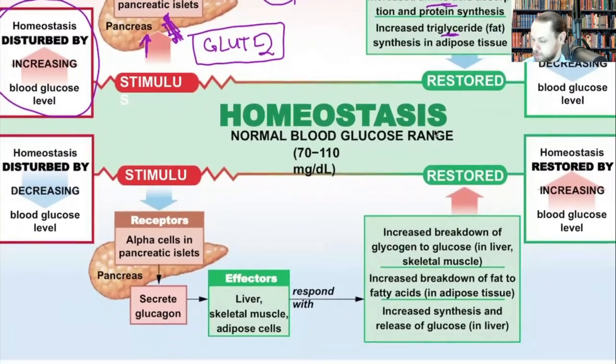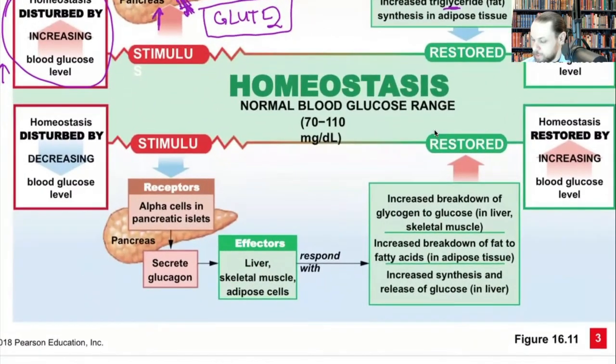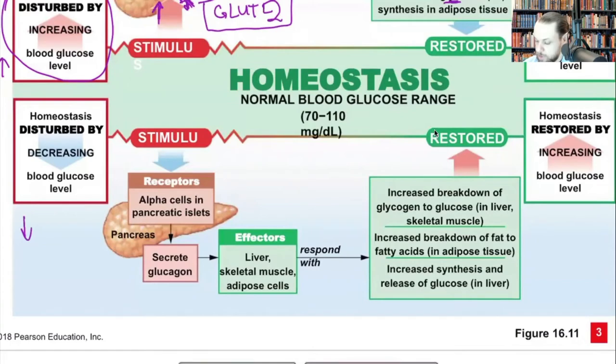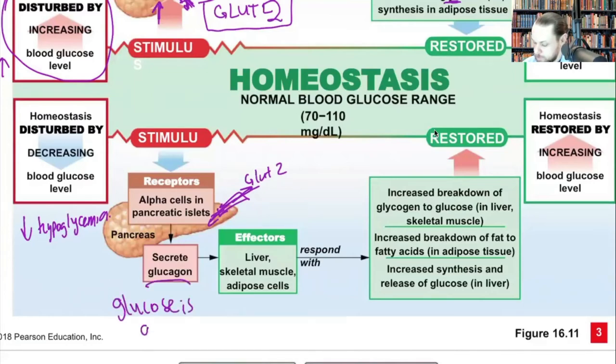Now, let's go on the other side. Let's say you have a decreasing blood glucose level, so hypoglycemia. You have a drop of glucose. We said the pancreas has glucose type 2 transporters, so it's sensing the environment and saying, okay, the sugar is low. So is it time to secrete insulin? No, because sugar is low. Time to secrete glucagon because glucose is gone. So it's going to secrete glucagon.